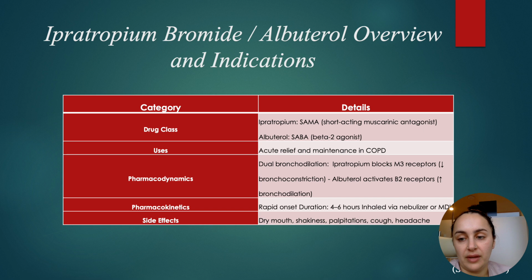Onset is rapid, with effects lasting 4 to 6 hours. Common side effects include dry mouth, shakiness, palpitations, and cough. Patients should use this as prescribed for symptom relief and avoid overuse. You want to monitor respiratory symptoms, heart rate, and signs of paradoxical bronchospasm or urinary retention.